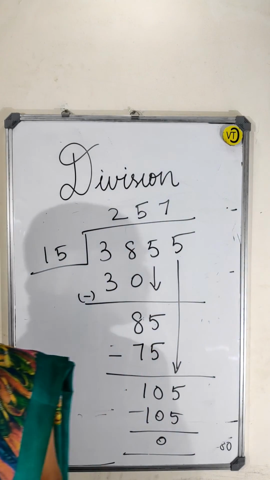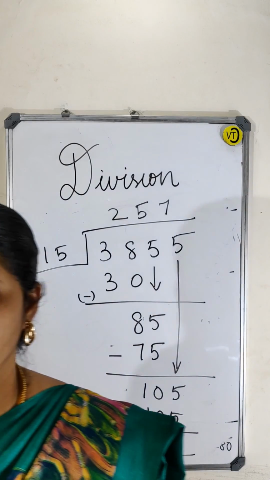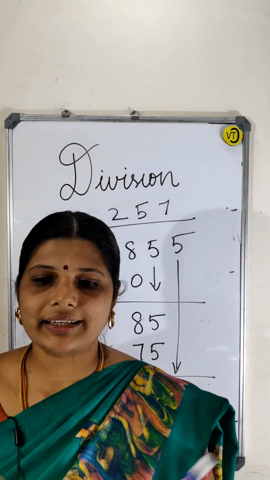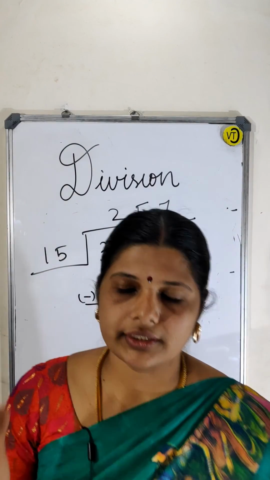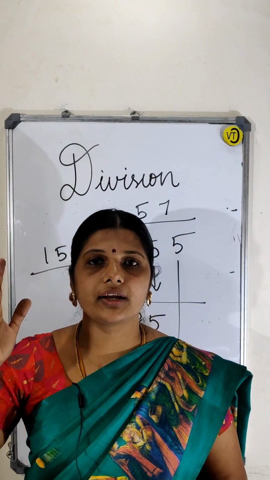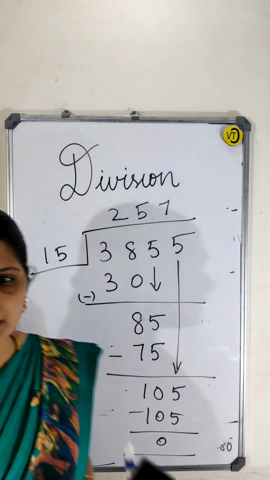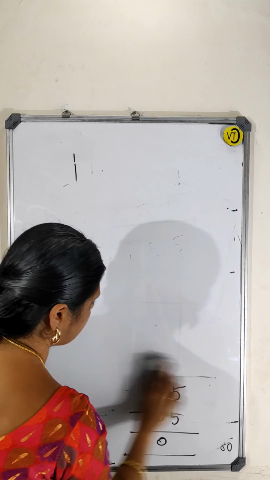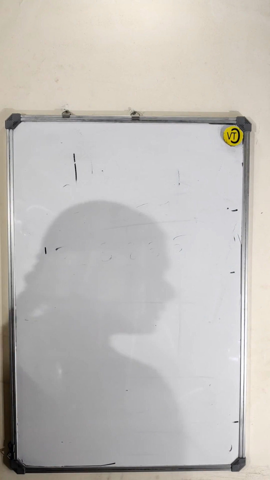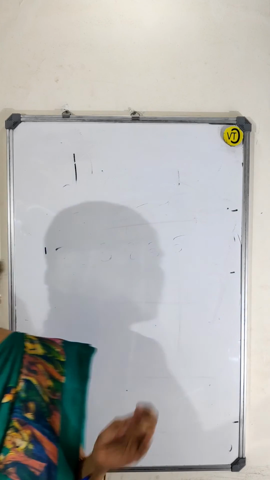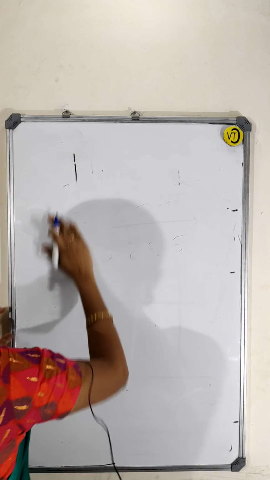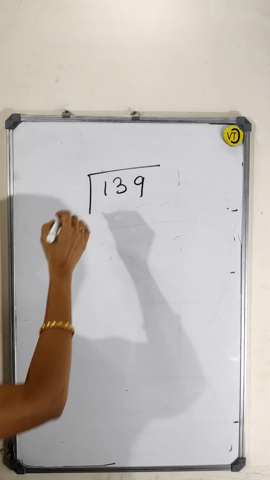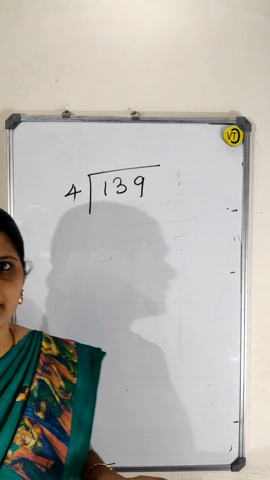Okay. The next one is, so we are coming to the end. I am going to tell you the relationship between the divisor, dividend, quotient and the remainder. Okay, what is the relation now? Listen, guys. Now I am going to write one number, 139 divided by 4. Now you know division better, I think, right?